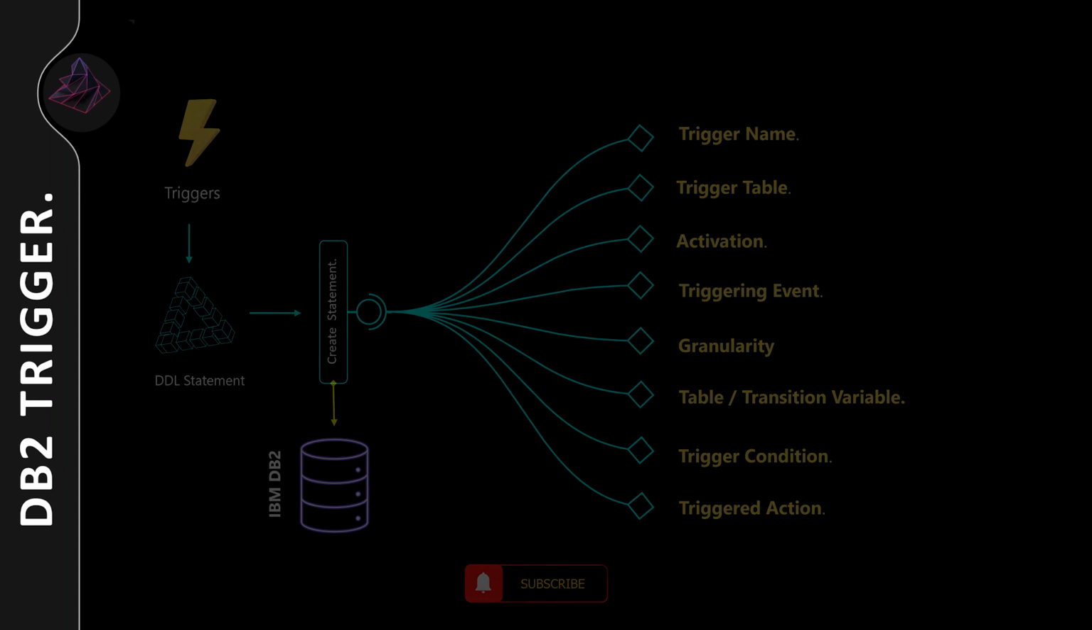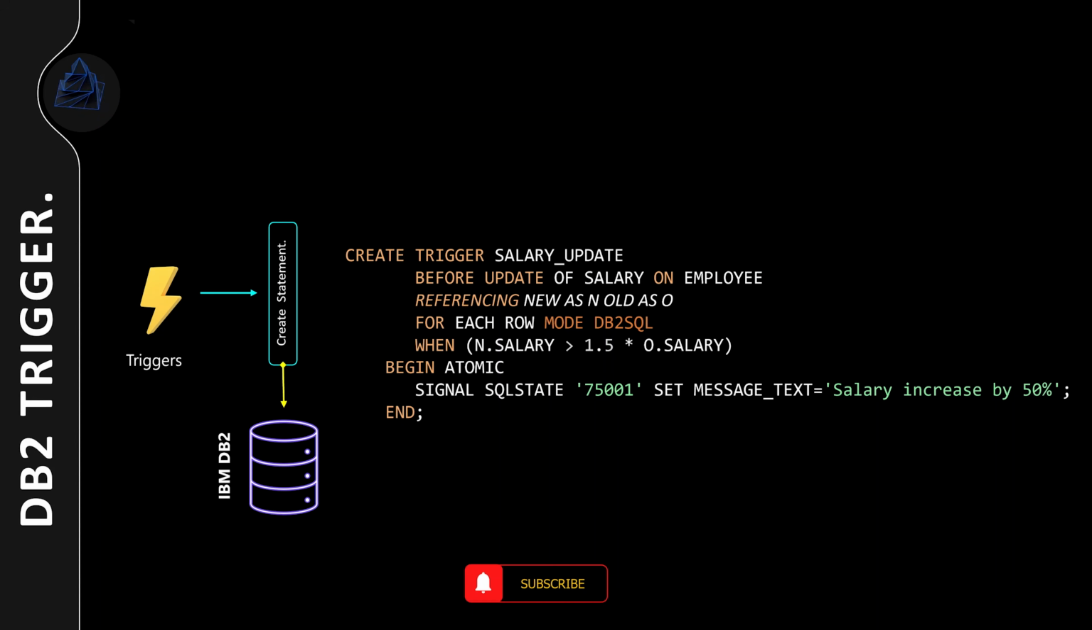Now let's look at some sample triggers to see how these clauses can be combined into a create trigger statement. The following example is a simple update trigger that is created with the help of the create trigger statement. This trigger, that is salary_update, implements a simple check to ensure that the salary increments are less than 50%. When the new salary exceeds 50% of the prior salary, an error message is raised.